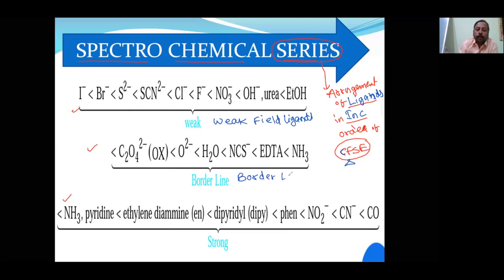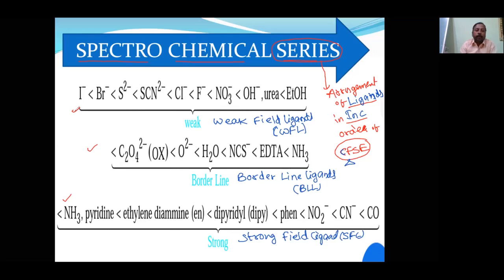Borderline ligands. And these are called strong field ligands, and we can write it as SFL. This is called BLL, and this is called WFL. In future, if I use WFL, you should understand this is a weak field ligand.